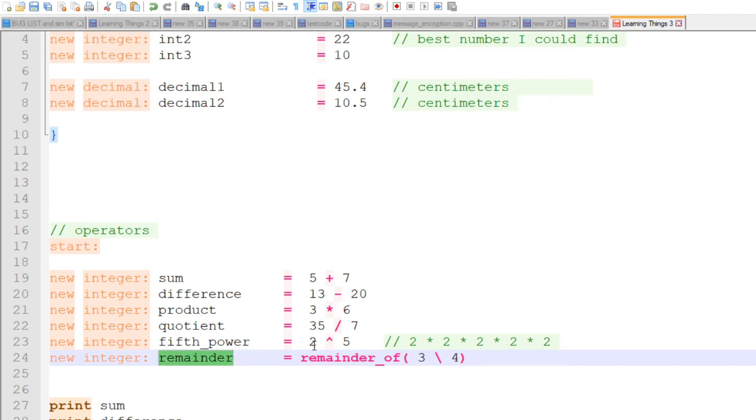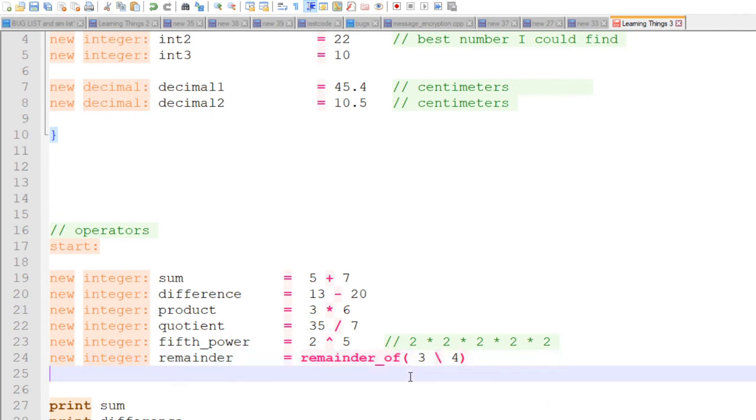So it's just remainder of, and then you have to put a little underscore there. And you can put in parentheses with a division symbol in the middle. If you put something that's not division, if you put just remainder of, you're going to get 0 because there's no division happening there. All right?